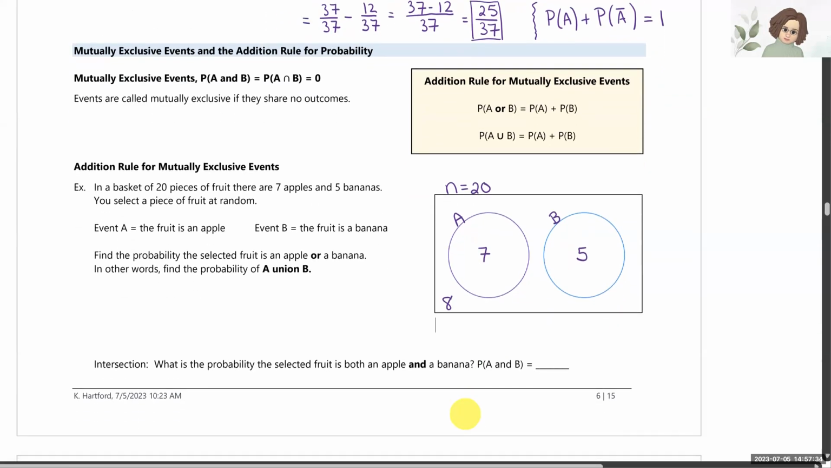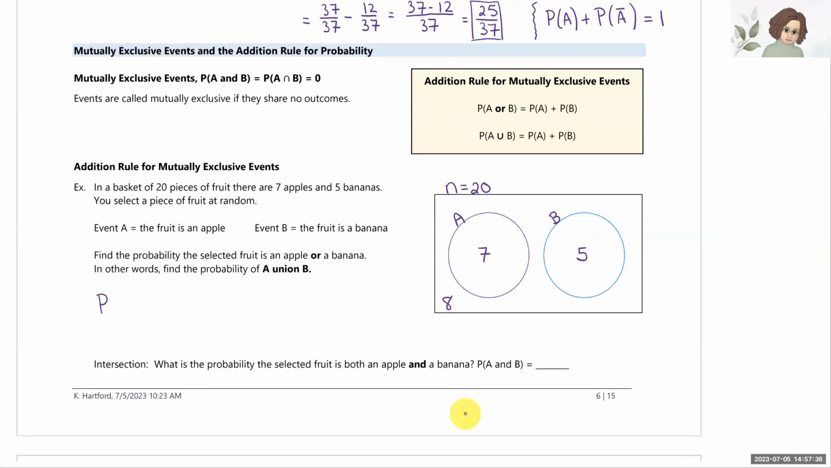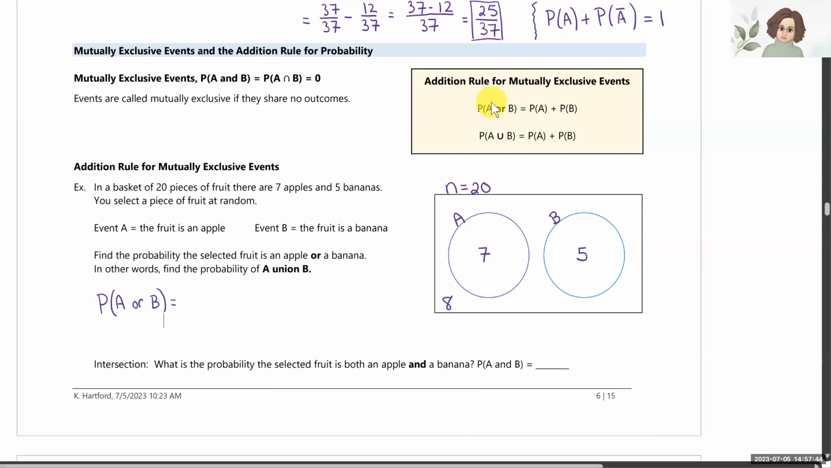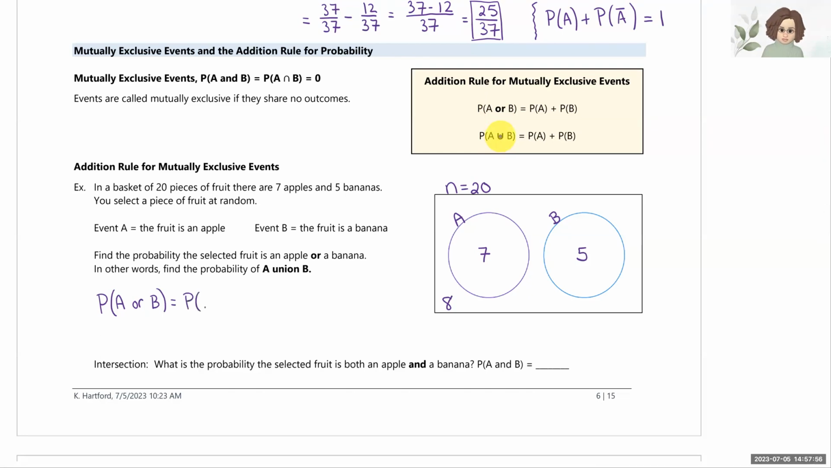Okay, so if we want to know the probability of getting a fruit that's either an apple or a banana, when events are mutually exclusive, all we have to do is add the individual probabilities together. And this is the same as saying union, so the combining of the groups. So we would say, let's take the probability it's an apple plus the probability that it is a banana.